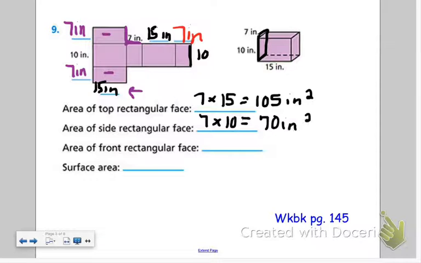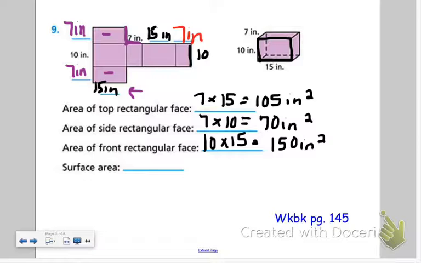And then we have the front rectangular face, which is this right here. I would have to do 10 times 15. Length and width are 10 and 15. And 10 times 15 is going to give me 150 square inches. So we've got the top, we've got one of the sides, we've got the front.